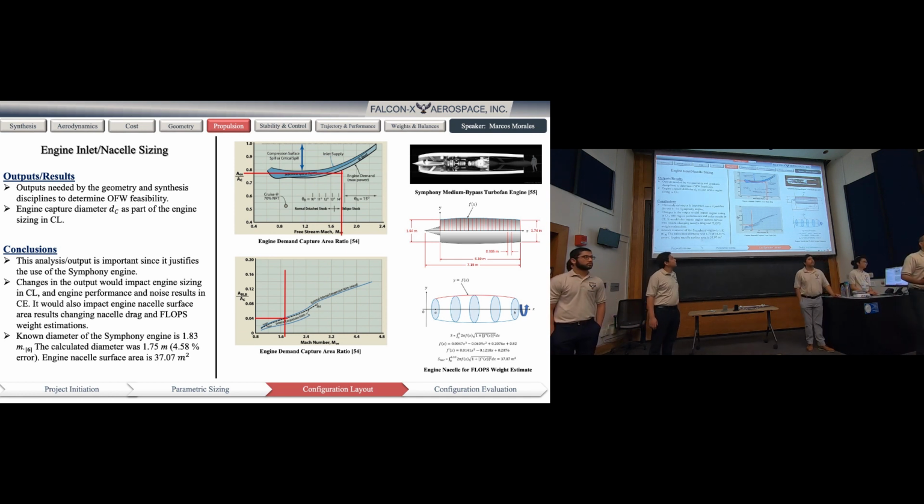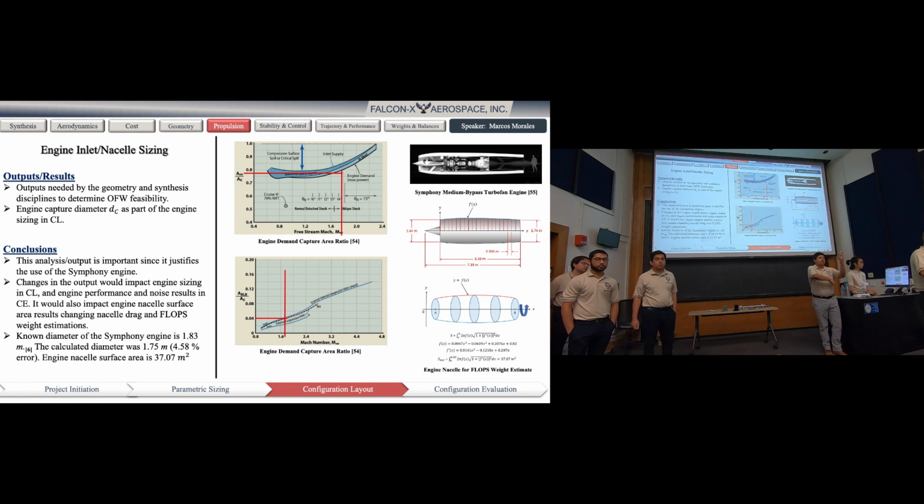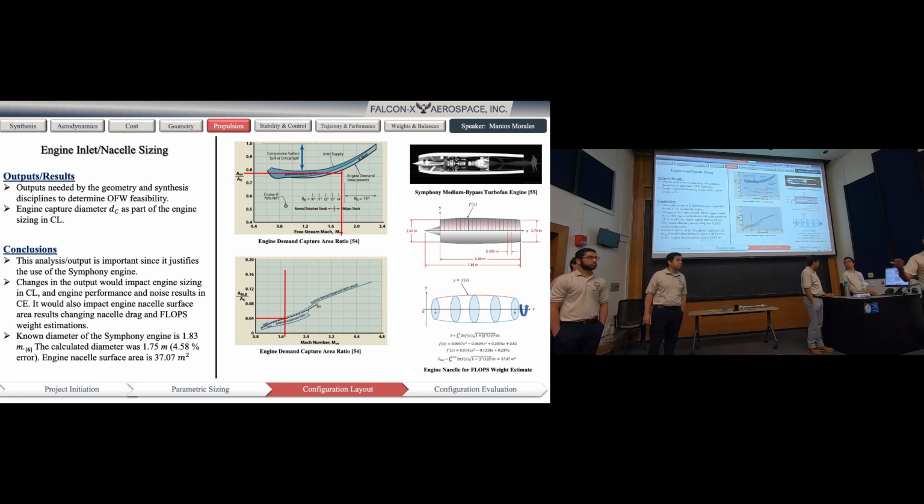So one of the main goals of propulsion is to determine how big our engine is, right? And one of the ways that we can do that is to calculate the diameter of the engine. This is important because how big the engine is going to determine the performance of the engine. In turn, that is also going to affect how noisy the aircraft is. It's also going to determine how big the nacelle is, so that is going to go into nacelle drag for aerodynamics. That is also going to go into how heavy the engine is, so that is also for weights and balances to determine how heavy that nacelle actually is.